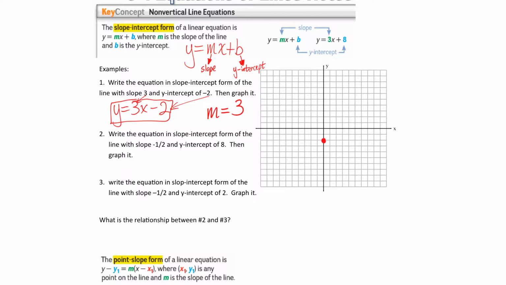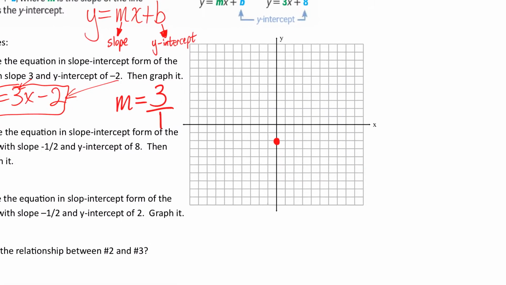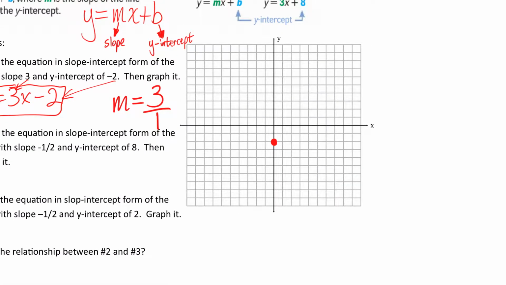Okay, good. So how can you make a whole number into a fraction? By putting it over 1. So that's how this works. From my y-intercept of -2, I'm going to go up 1, 2, 3, and I'm going to go to the right 1. And then from those 2 points, that's good enough. I can draw my line from there.